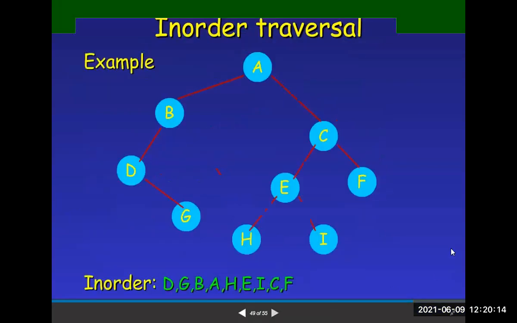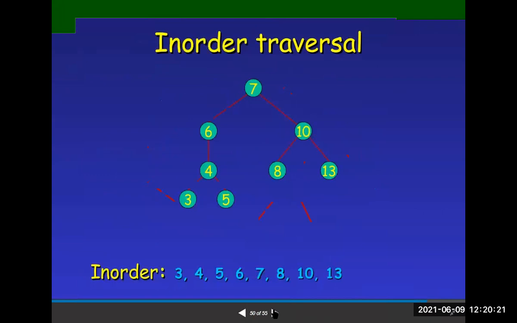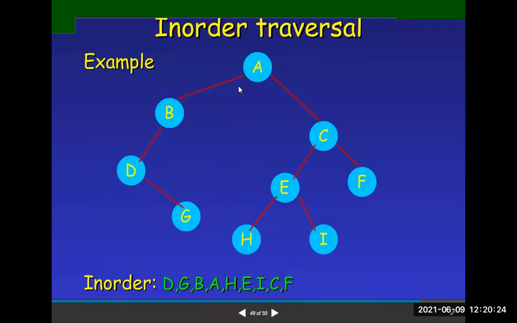Okay, students. Next, in-order traversal. In-order traversal means first you visit the left child, then parent, then right child. See first, what is the left child here? There is no left child. Then give priority to the parent, that is D. Then right child G. Then parent B, then parent A, then right child, yes, there is a left, so left is H, then parent E, then right child I, then parent C, right child F.